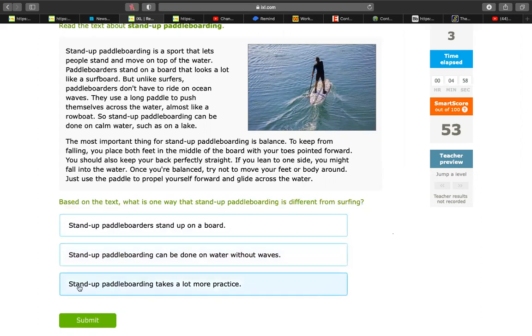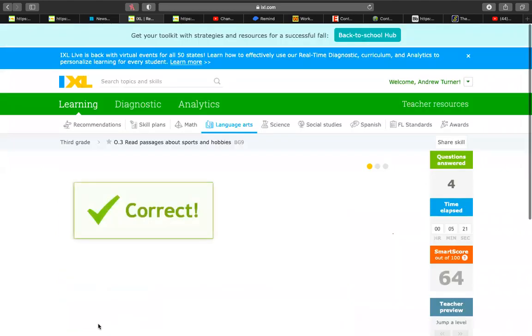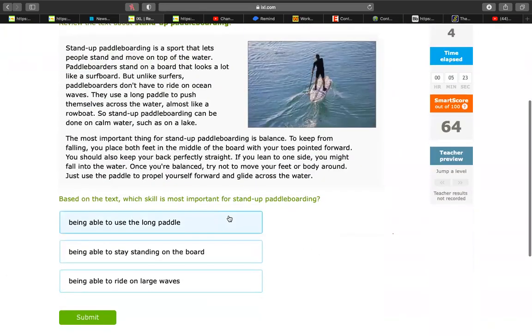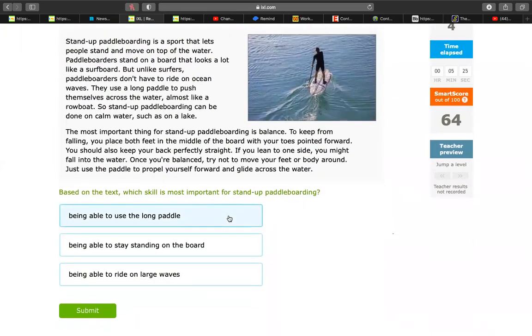That's true. And then, stand-up paddleboarding takes a lot more practice. Did they talk about practice? I didn't see anything. I don't see the word practice in there. No. This one's thrown in to throw you off. I would say stand-up paddleboarding can be done on water without waves. Yeah, you've seen people go down rivers with these. They go at the regular beach without waves. Kind of background knowledge.